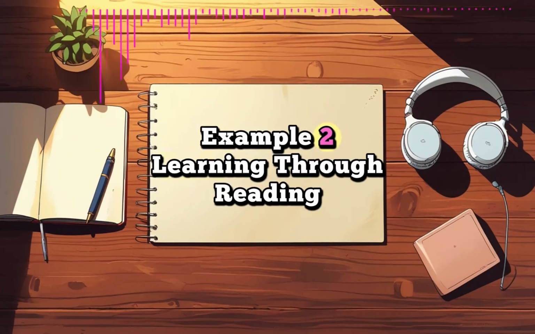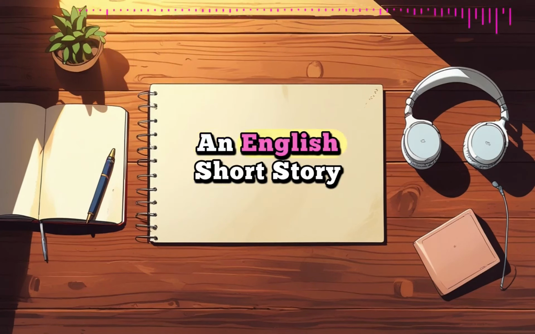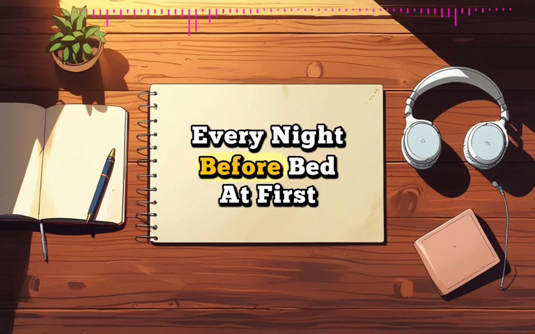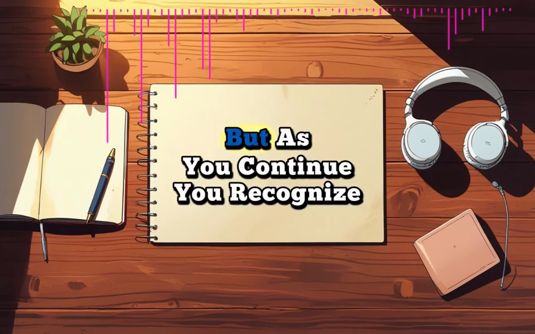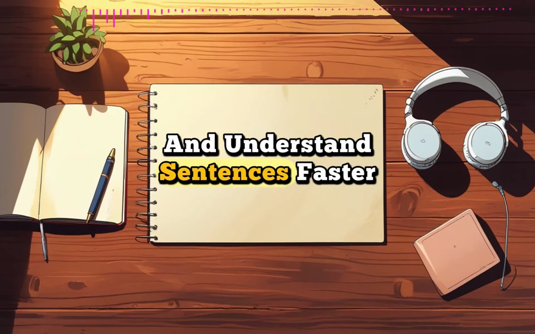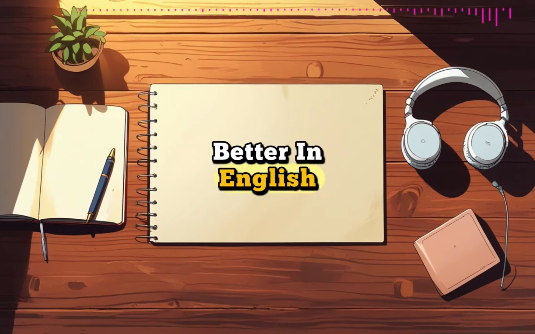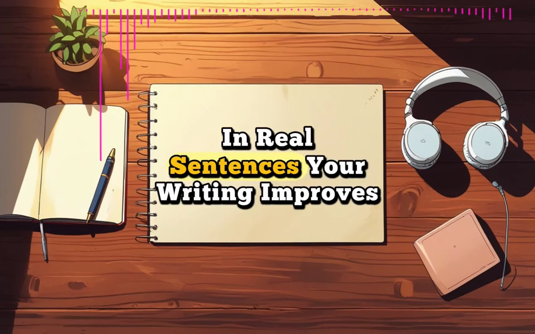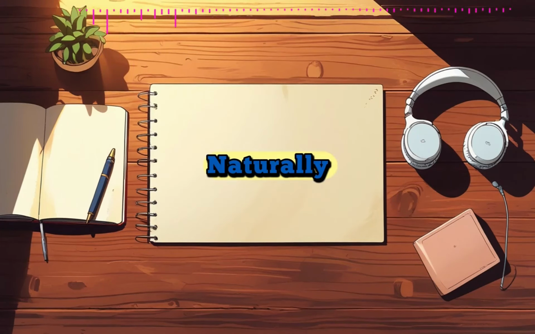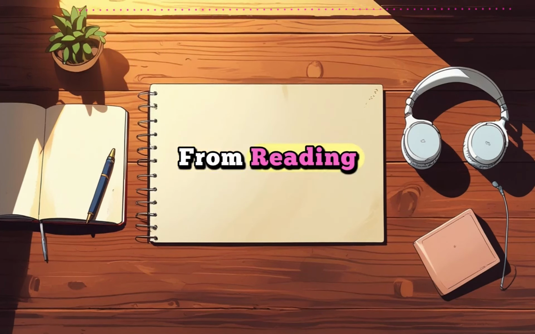Example 2. Learning through reading. Now let's say you decide to read an English short story every night before bed. At first, you need to check the dictionary often, but as you continue, you recognize more words and understand sentences faster. After a few months, you find that you can write better in English because you've seen how words and grammar are used in real sentences. Your writing improves naturally because your brain has collected enough input from reading.